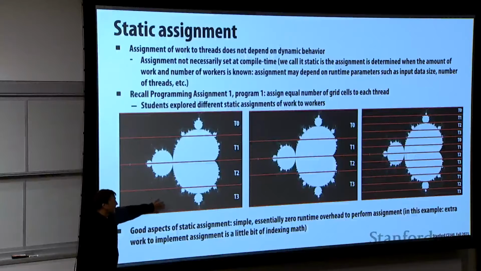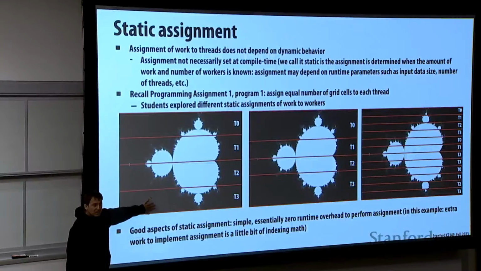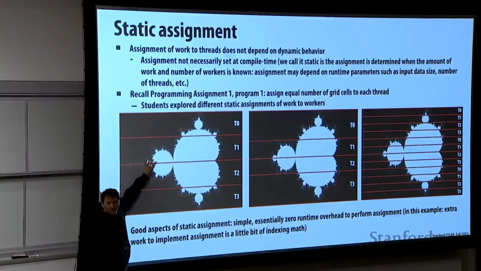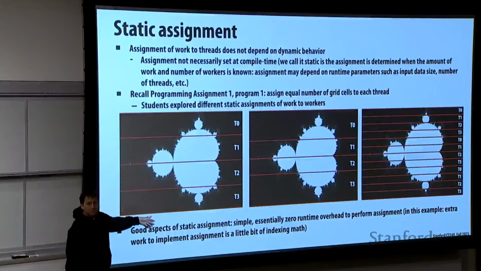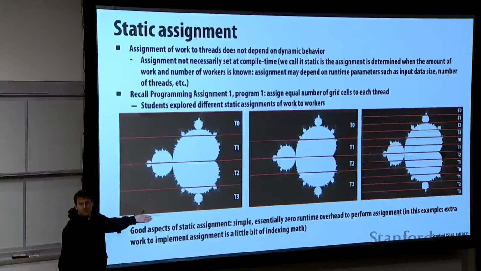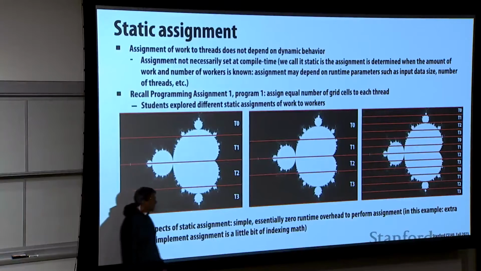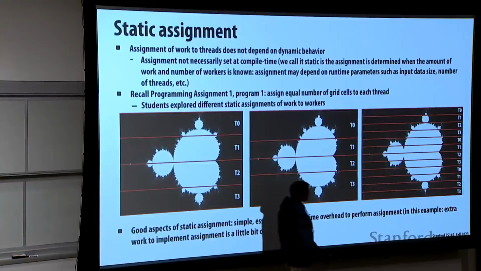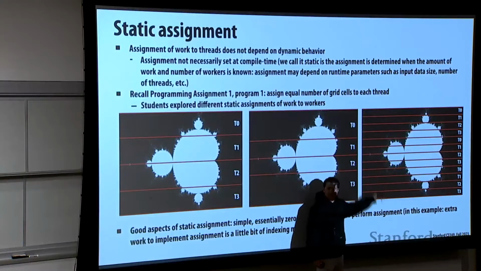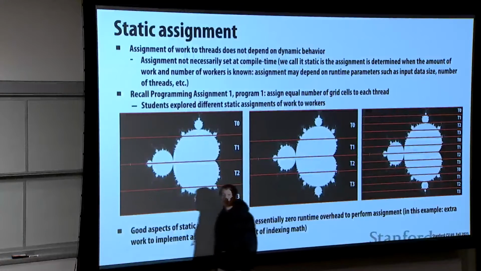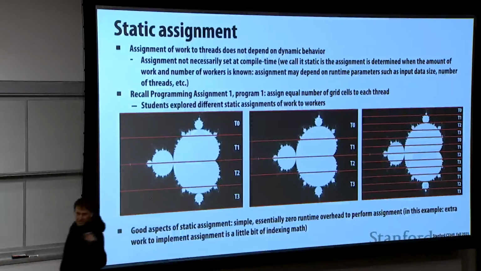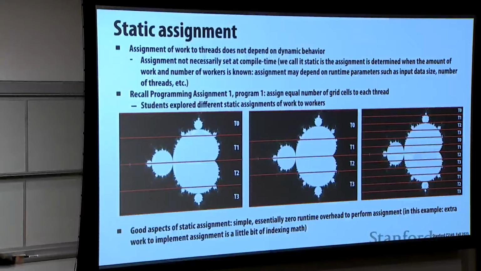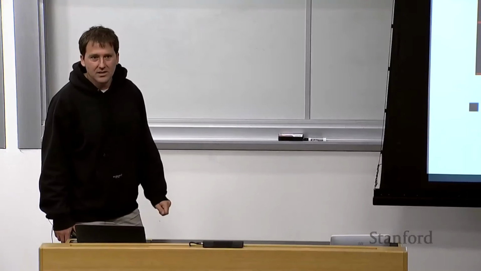So, the regions down here are not a lot of work. The regions in here are a lot of work. And as a result, this scheme yielded a significant amount of workload imbalance, right? Now, some of you decided to come up with a solution where you interleaved the assignment of pixels, rows of pixels, to the output, or to the threads.